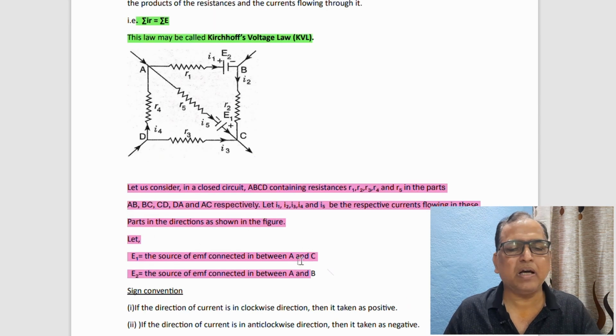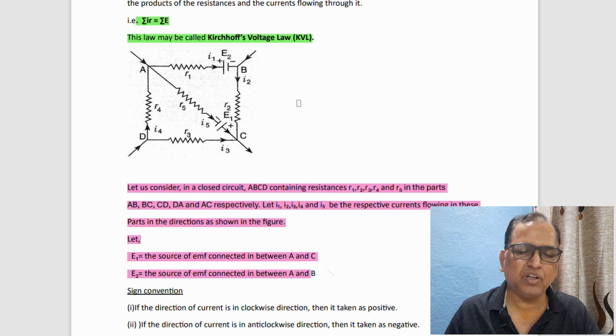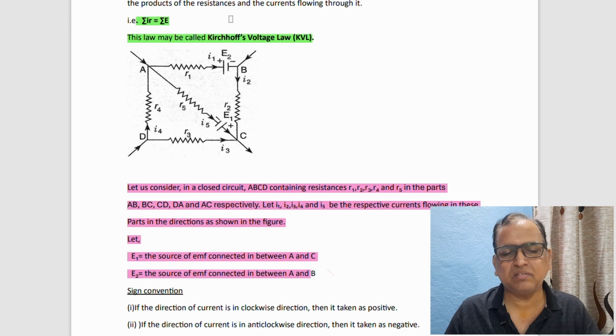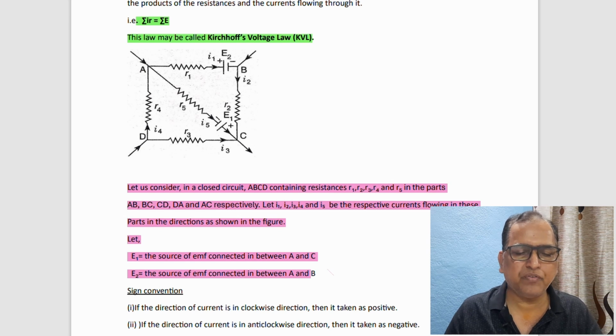Let us consider a closed circuit ABCD containing resistances R1, R2, R3, R4 and R5 in the parts AB, BC, CD, DA and AC respectively. Let the currents be I1, I2, I3, I4 and I5, with directions as given in the figure. Let E1 be the source of EMF connected between A and C, and E2 the source of EMF connected between A and B.